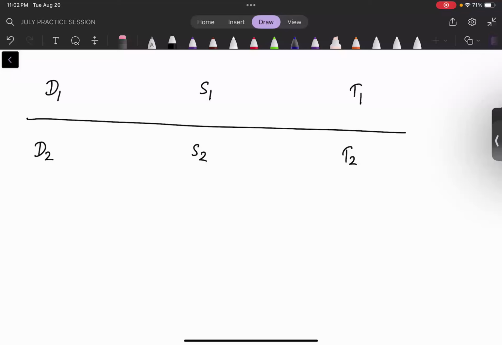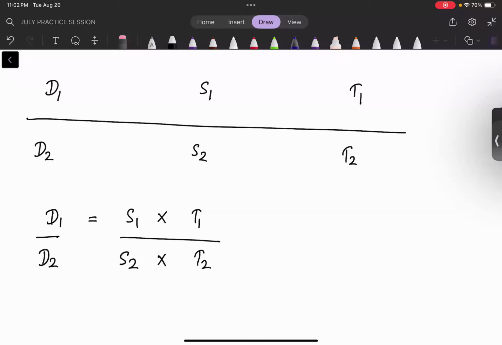So how they will be related, let me simplify this for you. d1, distance, equals speed into time. Anything wrong with this? No, it's right. Okay. So answer please, d2 equals s2 into t2. Anything wrong with this? No. So this is the formula.